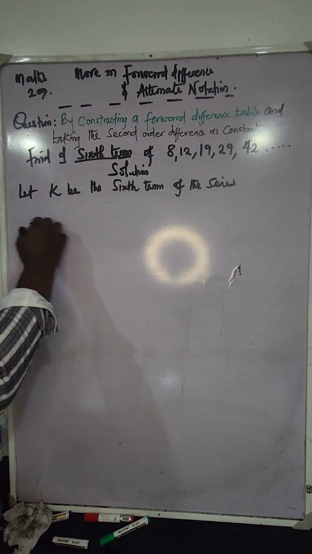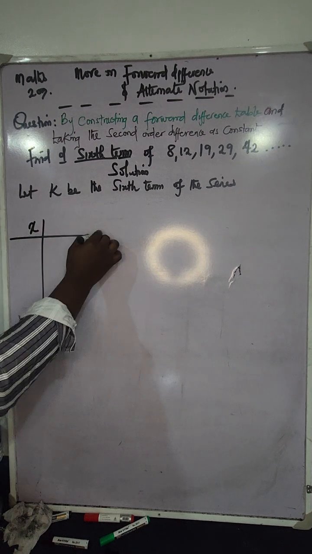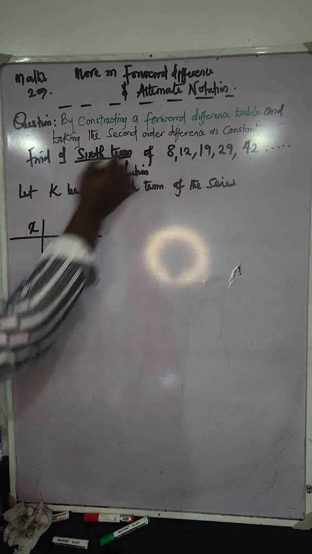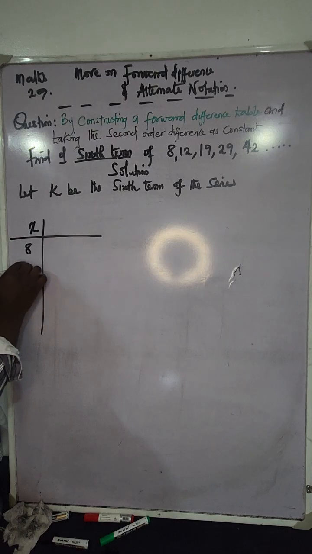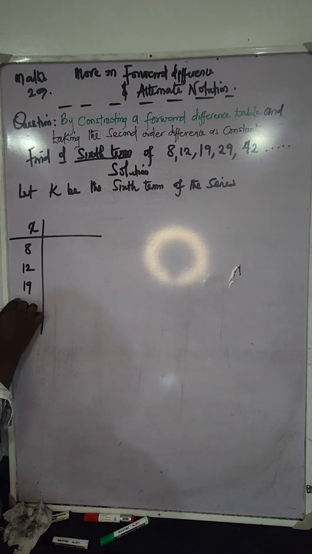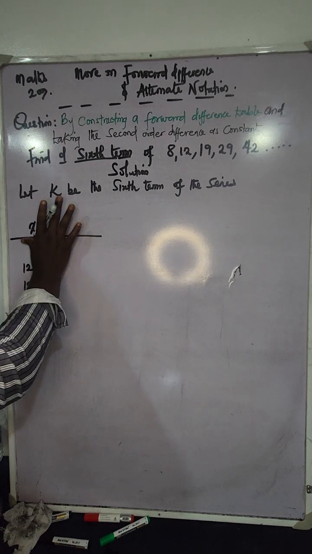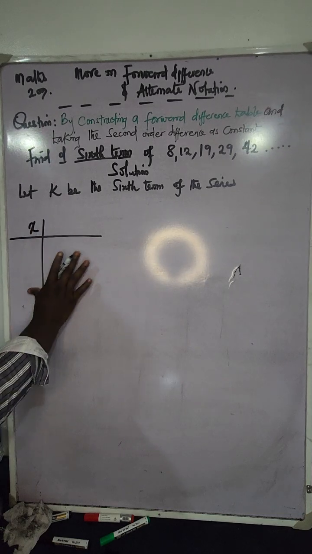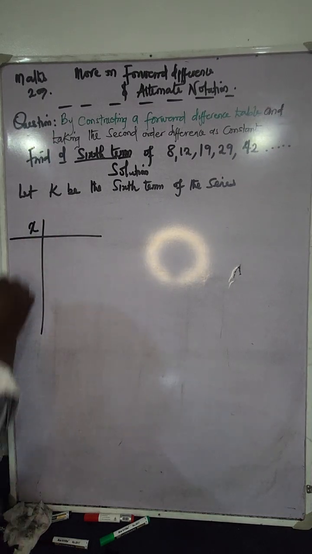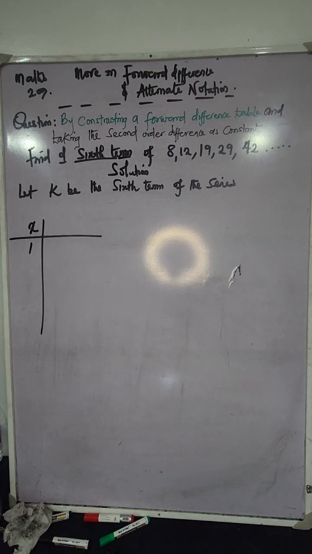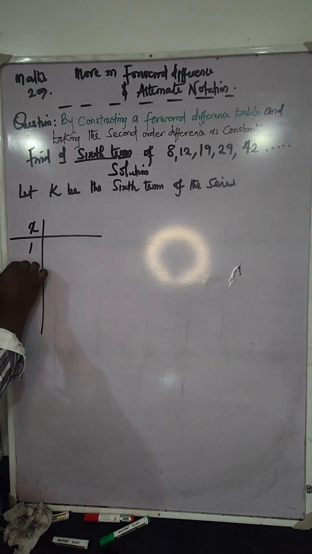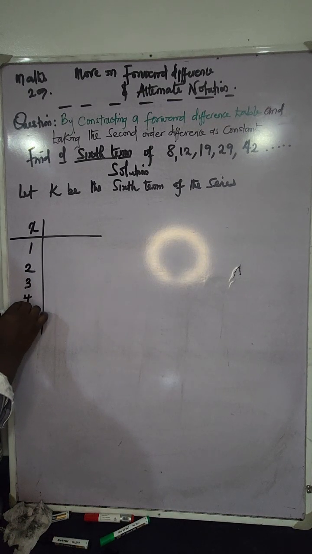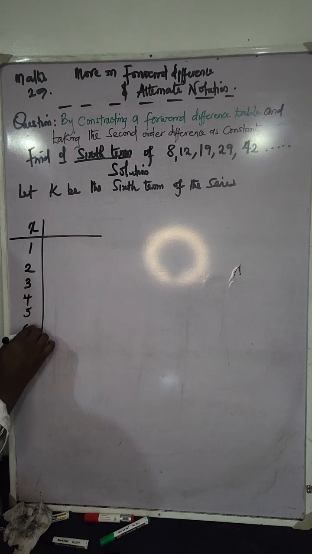We have x here. What are the values of x? Sixth term, so the values of x will be 1, 2, 3, 4, 5, and 6.